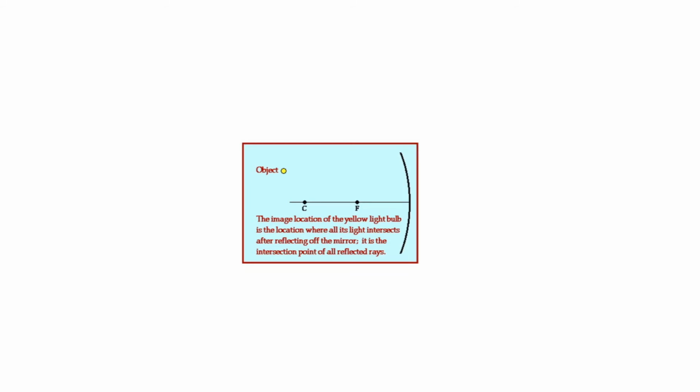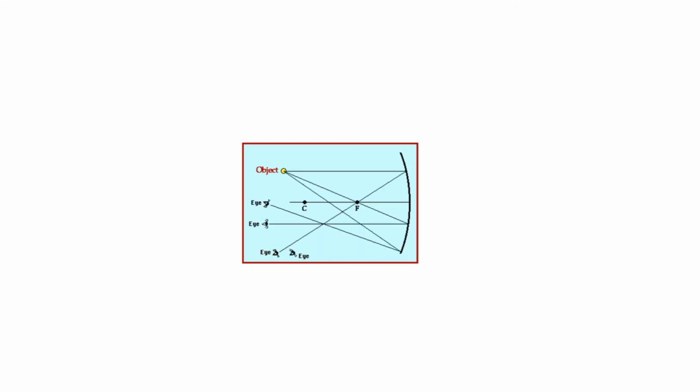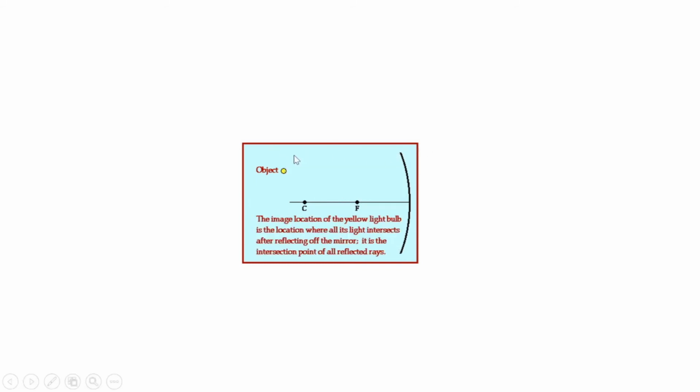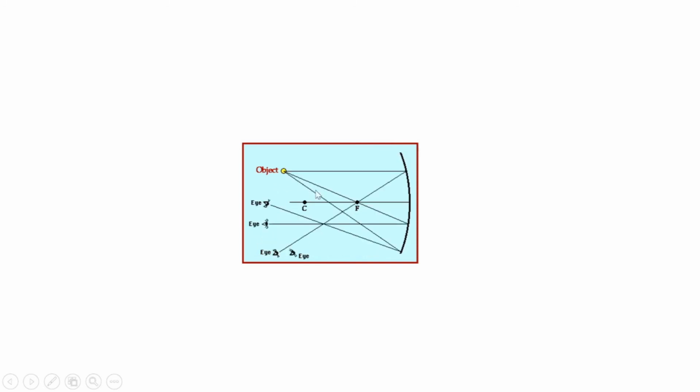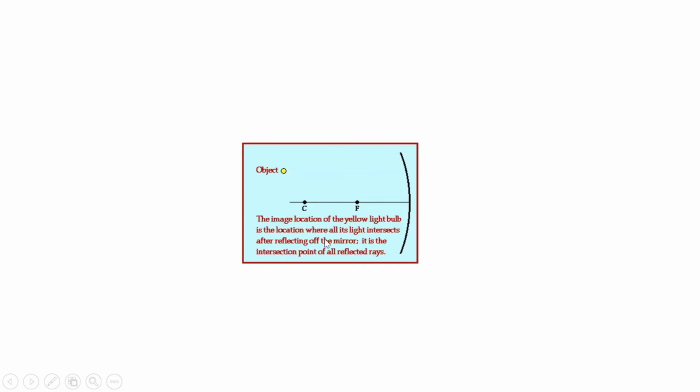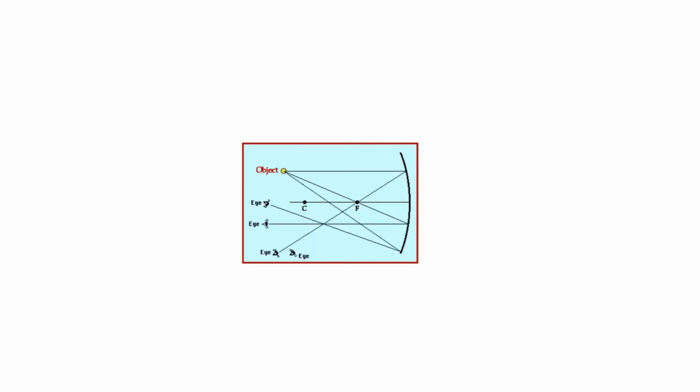See this object, how the things are placed. This is the object we are placing. See how the incident rays pass parallel. The image location of the yellow light bulb is this location. See how all the reflected rays meet, how the images form when the object is beyond the center of curvature. So the image formed will be here.